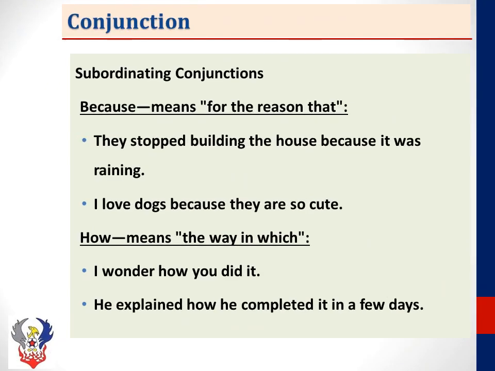Subordinating conjunctions. Because. Because means for the reason that, examples. They stopped building the house because it was raining. I love dogs because they are so cute. How. How means the way in which. I wonder how you did it. He explained how he completed it in a few days.